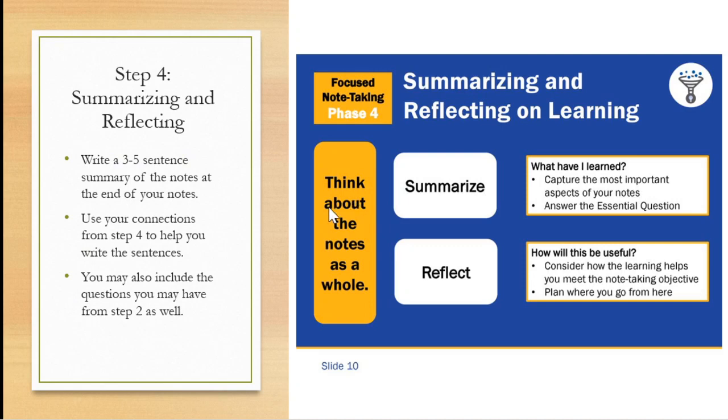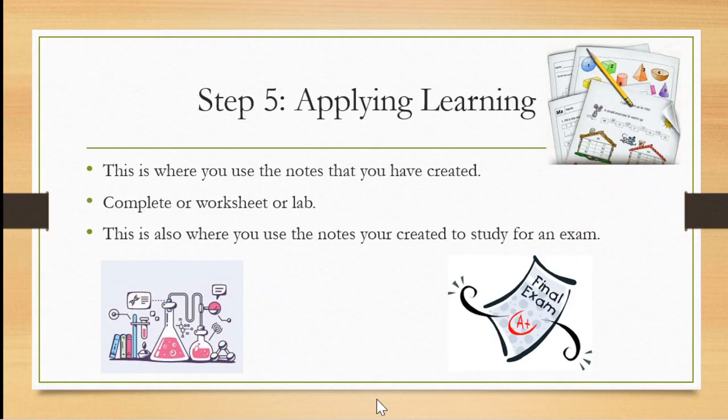And your last step is going to be summarizing and reflecting. So that's when you're going to write a 3 to 5 sentence summary of the notes at the end of your notes. You're going to use your connections from step 3 to help you write the sentences, and you may also include the questions you may have from step 2 as well. So you can see there's a few things here. Think about the notes as a whole. So what have I learned, or how will this be useful? Okay, either one of those you can use, and that's going to be your reflecting.